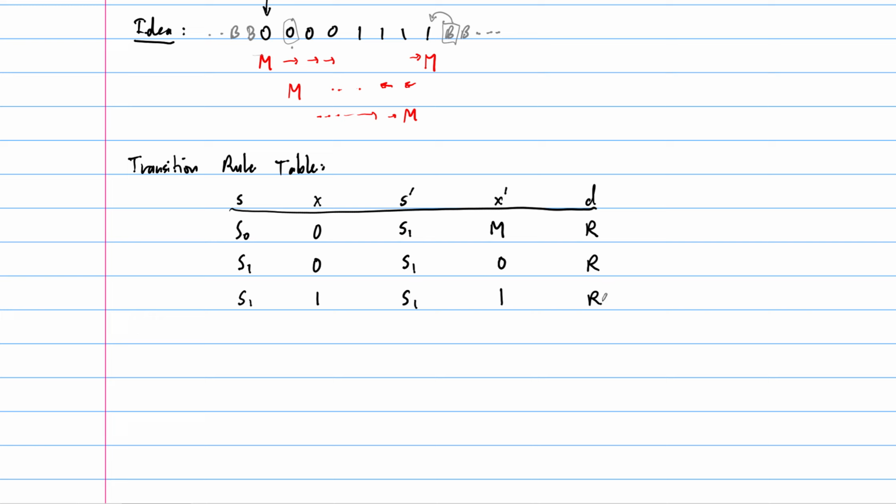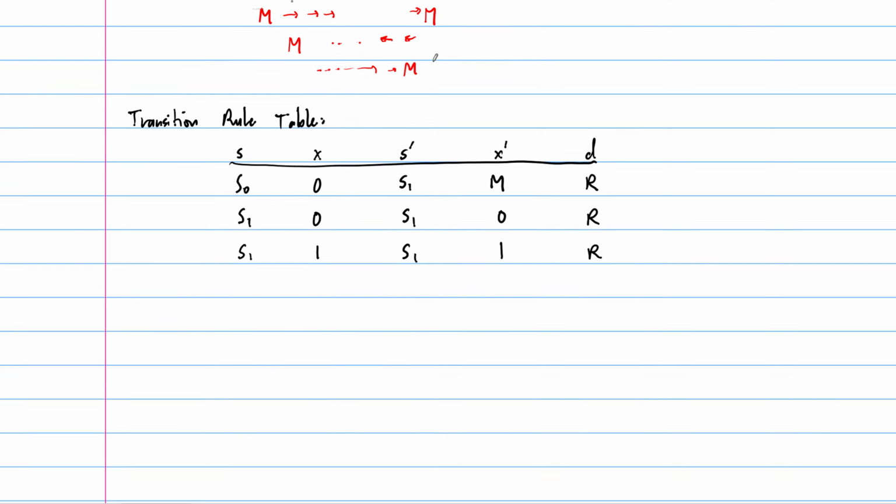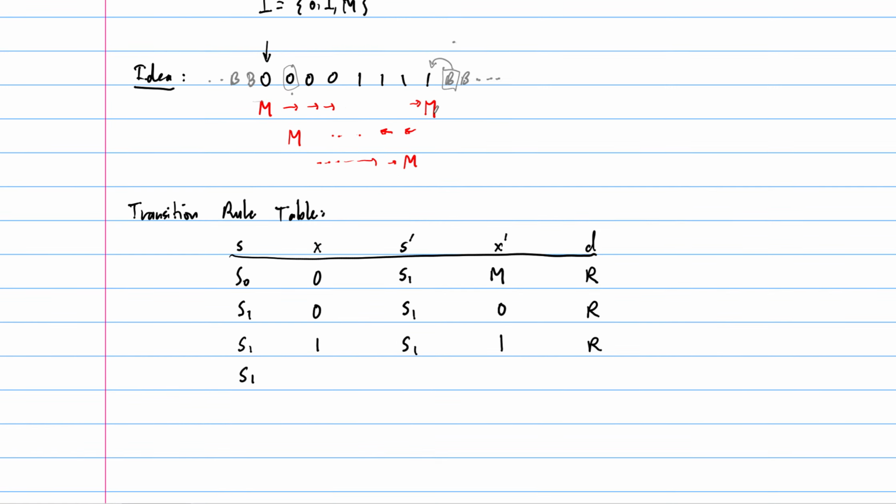In other words, you're not rewriting anything here. You're just moving over. And what are you looking for? You're looking for either a B or an M on the right-hand side. So if S1 sees a B, then you have to go back to the left, right? You leave it alone and you go back to the left. So if S1 sees a B, then you leave it as a B, but you go back to the left.